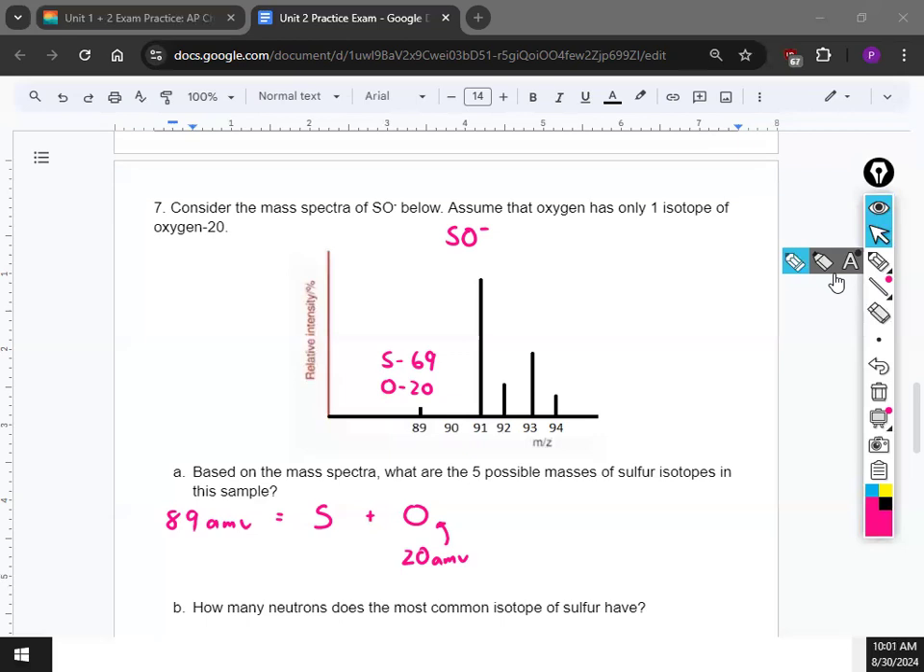Okay, so I'll give you guys a second. I know this is pretty easy, but you don't have to do all 5. I want you guys to find the mass of the sulfur for the most common one, because that's what we're going to be doing for part B. So take a second to try the one for 91, figure out what the mass number for the sulfur is there, and then we'll move on to part B.